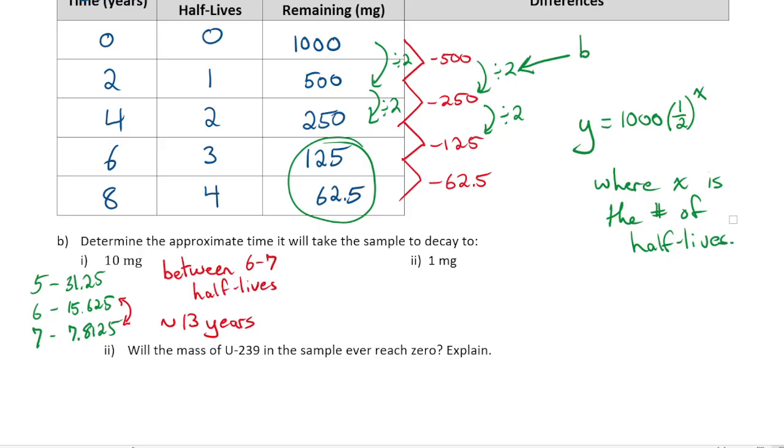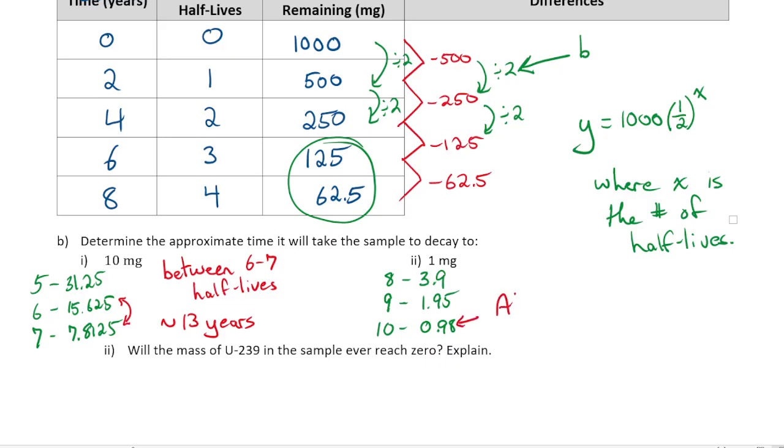And then you can continue on the same way for 1 milligram. And you don't have to write them down all the time, but you can. So we'll divide by 2 again. So after 8 half-lives, it's 3.9 roughly. I'll divide by 2 again, and after 9 half-lives, we're about 1.95. We'll divide by 2 again. And after 10 half-lives, it's about 0.98.